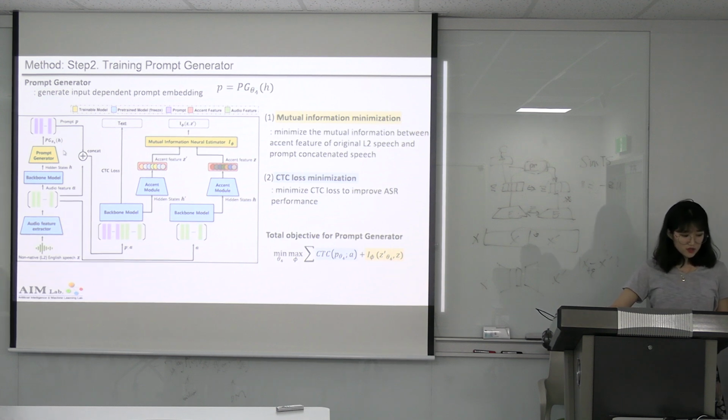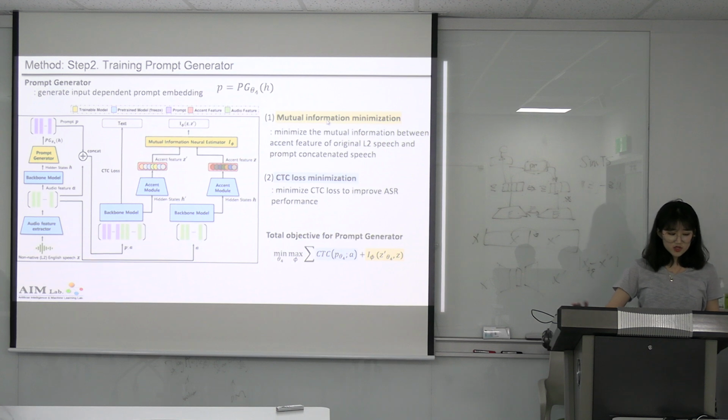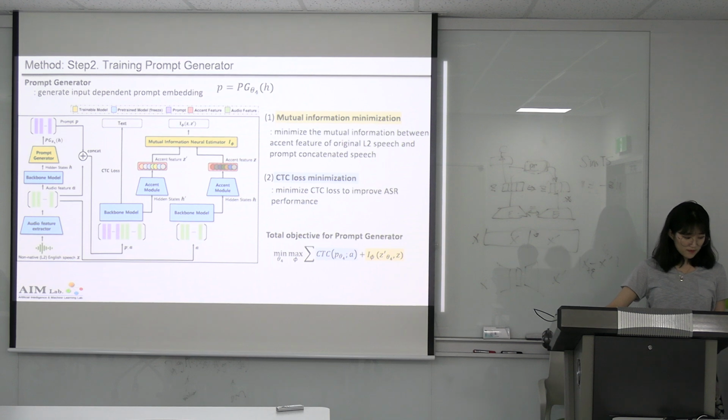This prompt generator was trained with two objectives. The first one is mutual information minimization and the second is CTC loss minimization. The first objective, mutual information minimization, is to reduce the mutual information between the accent feature obtained when the prompt is concatenated and the accent feature obtained from the original utterance. This prevents the backbone model from recognizing the accent that the prompt contains in the original utterance. At the same time, the prompt generator is trained to reduce the second objective, which is CTC loss minimization. That is, the CTC loss widely used to learn ASR.